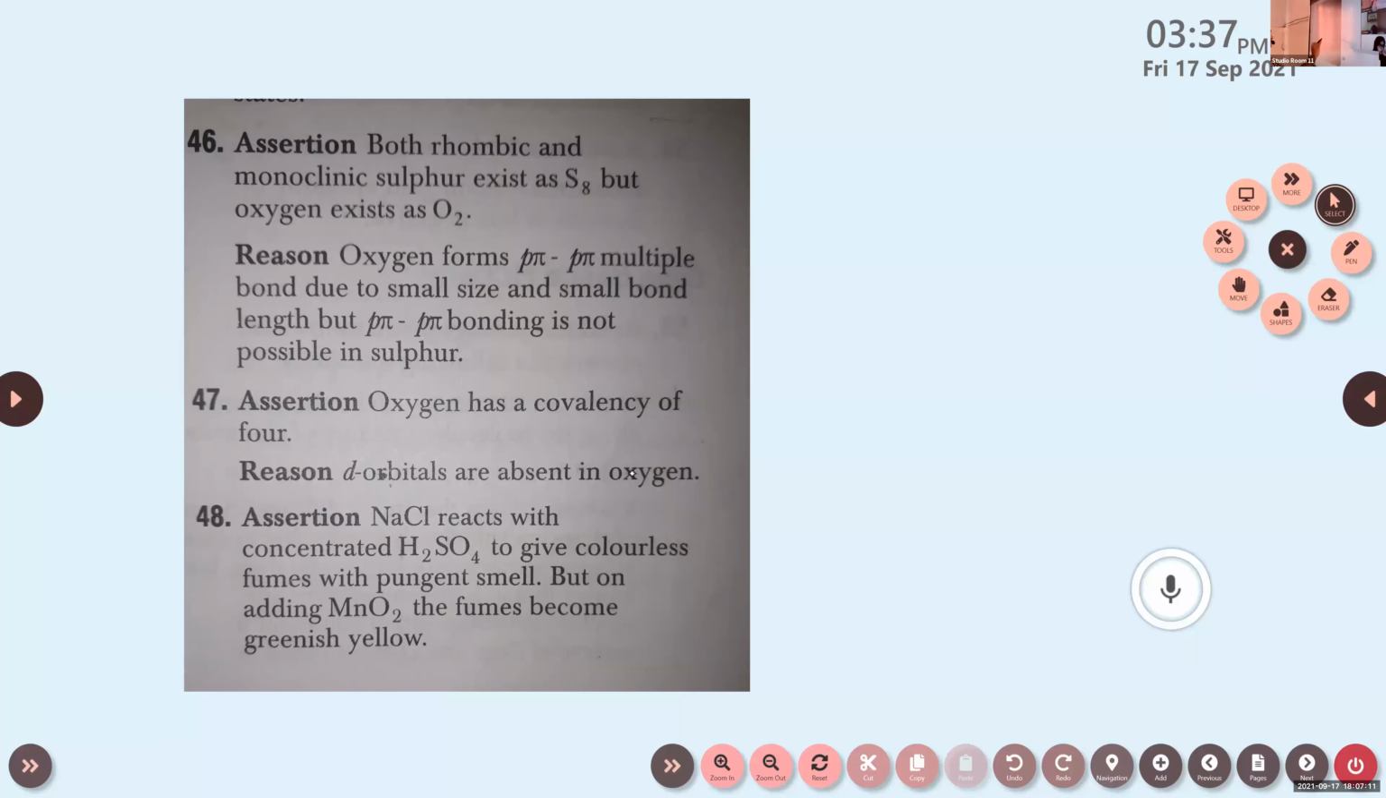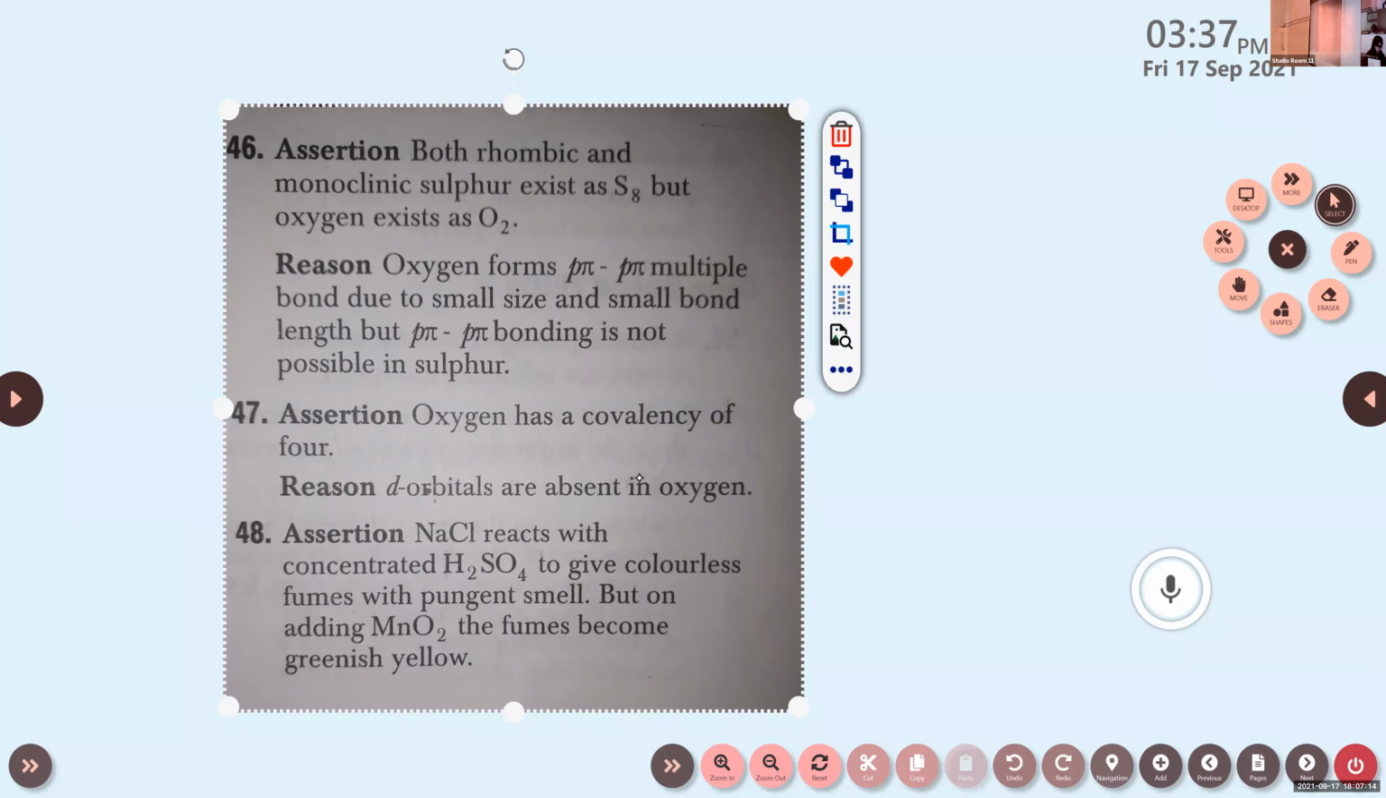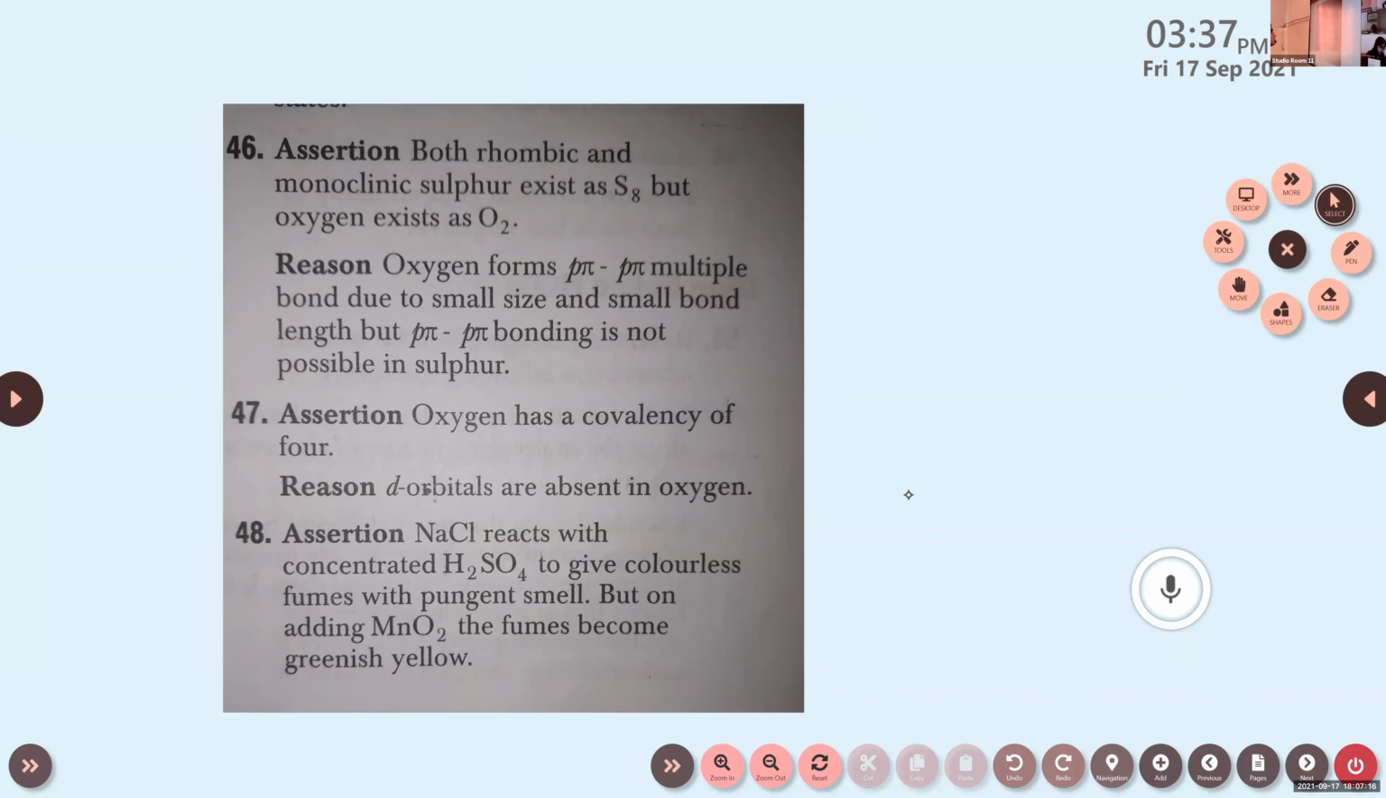So here the assertion and reason is given. Assertion: both rhombic and monoclinic sulfur exist as S8, but oxygen exists as O2. Reason: oxygen forms p-pi multiple bond due to small size and small bond length, but p-pi bonding is not possible in sulfur. So you can tell me, is it correct or not?